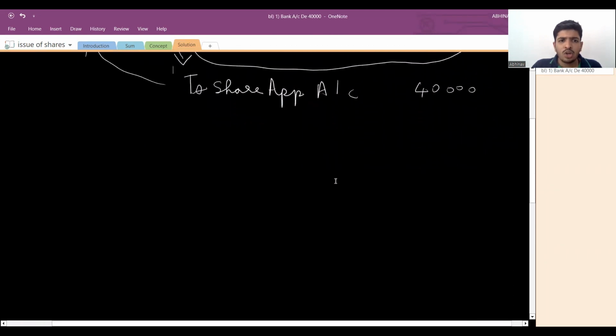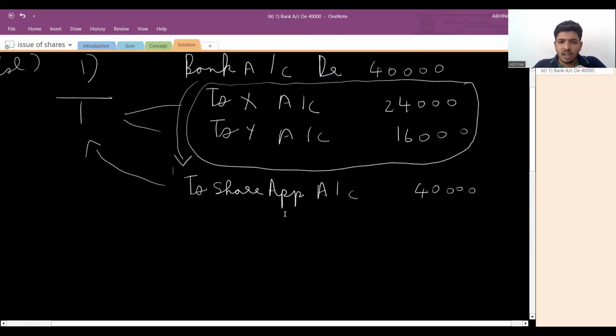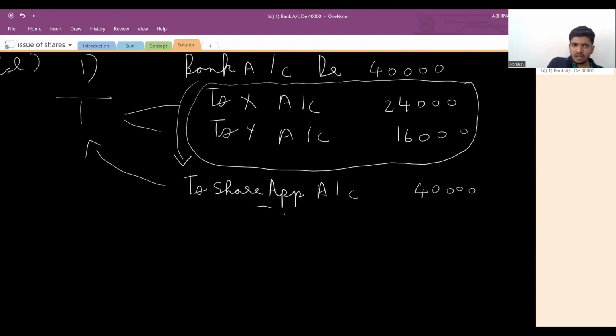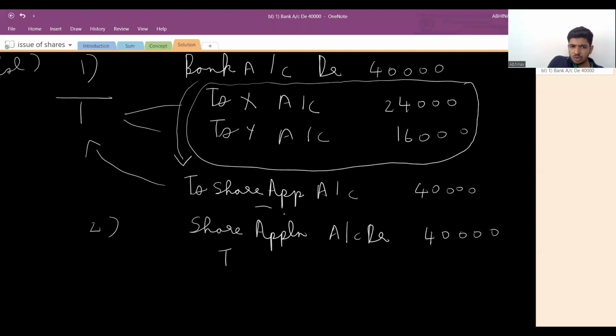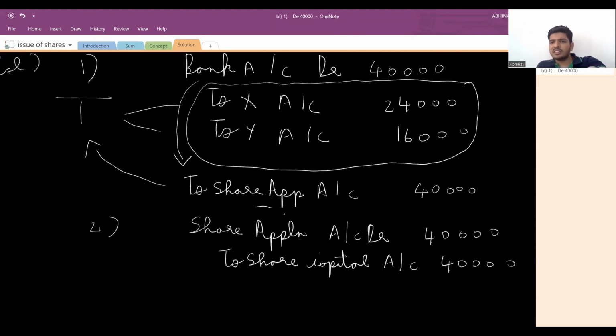Now, I told you that this share application account will be cancelled. Correct? So, what will be the entry? It was on the credit side first. Now, it's cancelled. It will be share application account debited 40,000 to share capital account 40,000. Is this the entry for transfer?